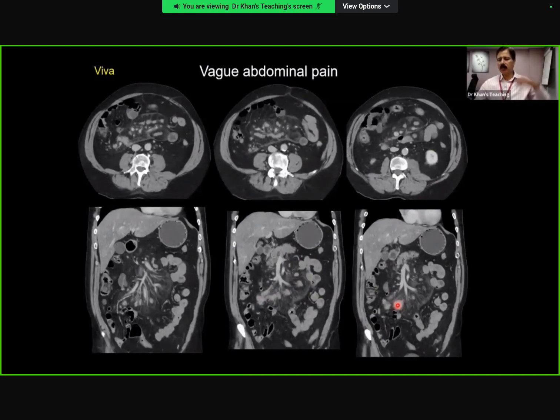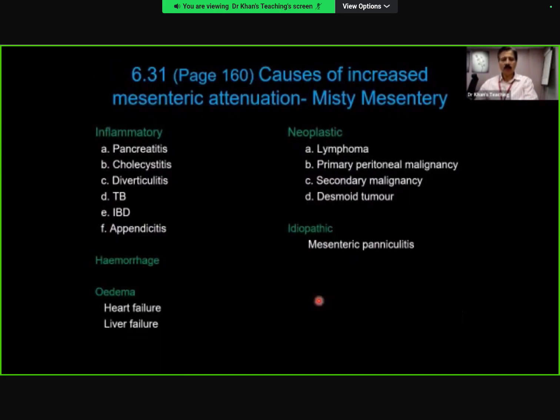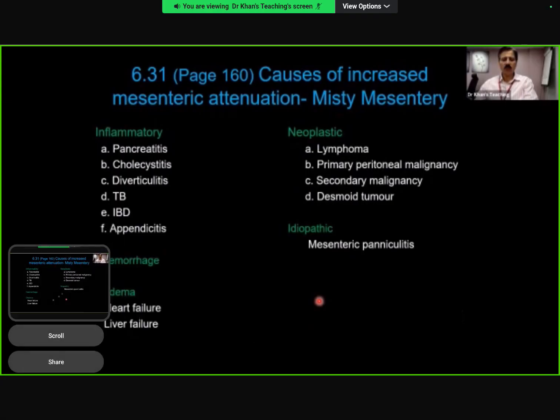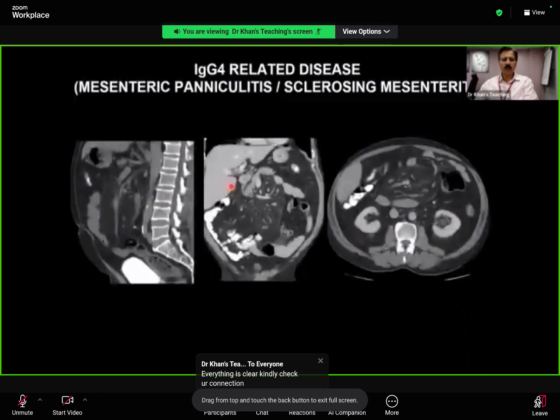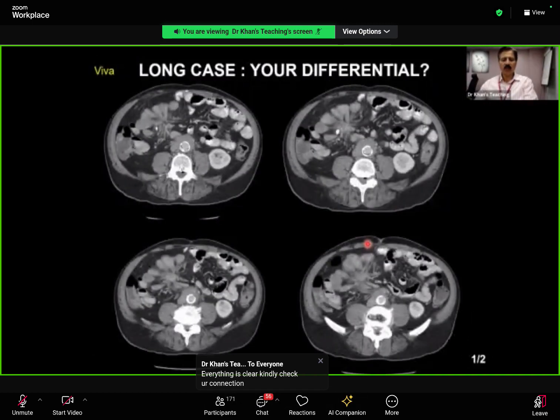which give you this appearance. And in my experience, we have advised laparoscopy for a few of them, and when the surgeons go in, they don't see anything. So there can be lymph nodes and there can be the explanation which I have just told you. So this is from your previous Chapman, mesenteric panniculitis, 6.31. And this is another case, a milder case.